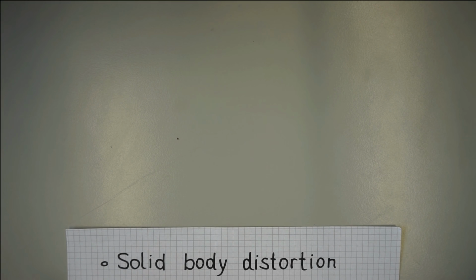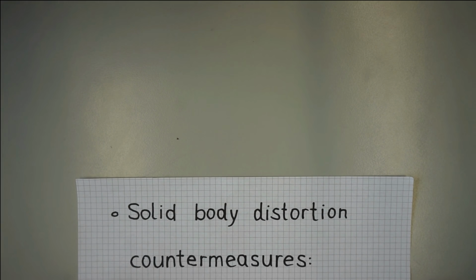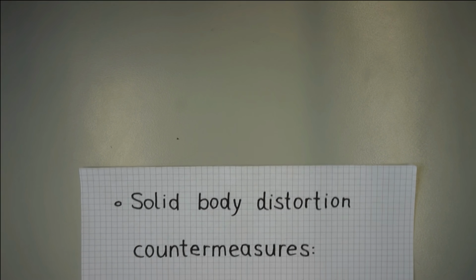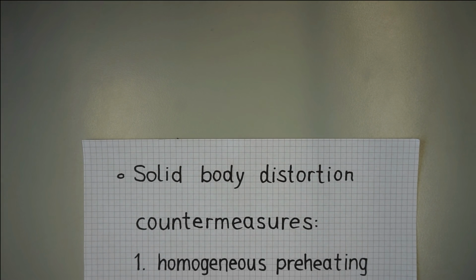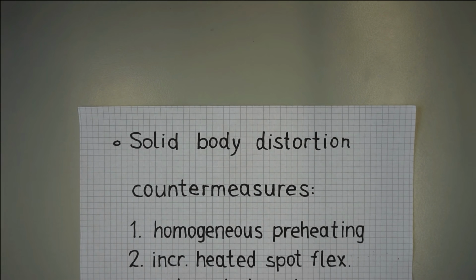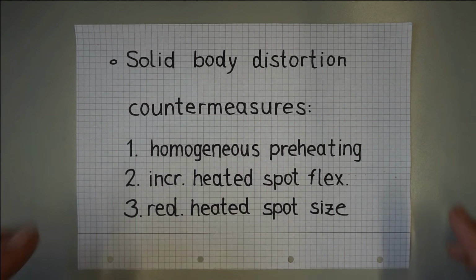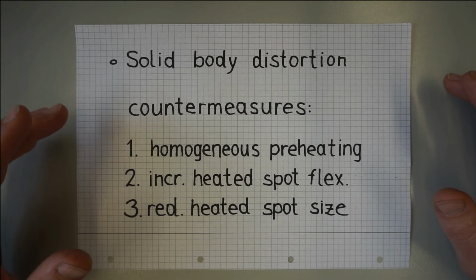But now let's focus on the much more hazy but interesting topic of solid body distortion. From the findings in the previous episodes, we can derive 3 overall strategies to reduce solid body distortion. These are in order of effectiveness: homogeneous preheating of the workpiece, increasing heated spot flexibility, and reducing heated spot size. But let's focus on these 3 one after the other.